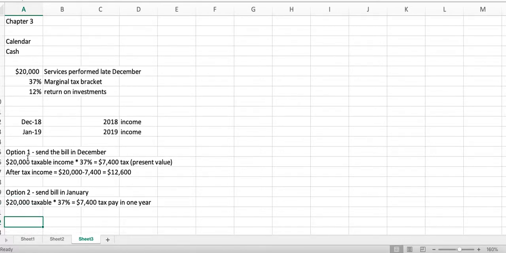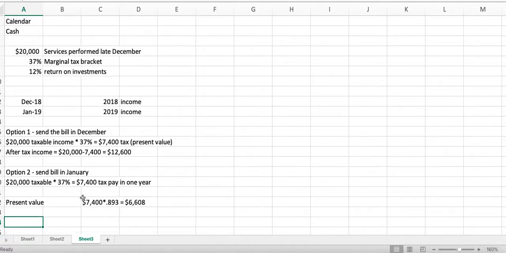What we have to do with that is get the present value. He's going to pay it in a year, so we take that $7,400. You can use your financial calculator, you can use Excel, whatever you want to do, but I'm going to use the discount factor. That factor can be found in a table. You can Google that online and find it in your book. What the discount factor tells me is that if I took $6,608 and invested it at 12%, because this factor is based on an interest rate of 12%, in 1 year I would have $7,400. That's all that means. The present value, what it's worth today, is $6,608.